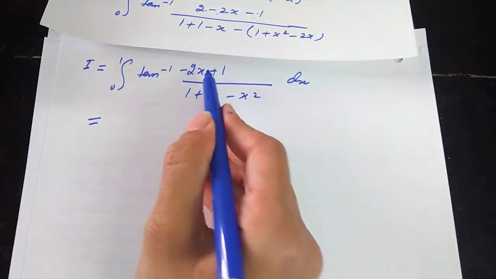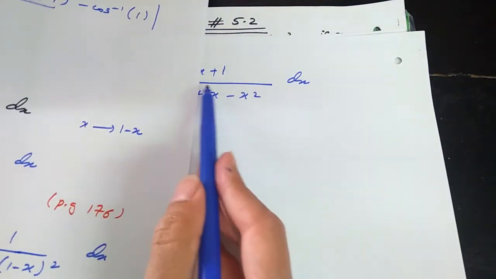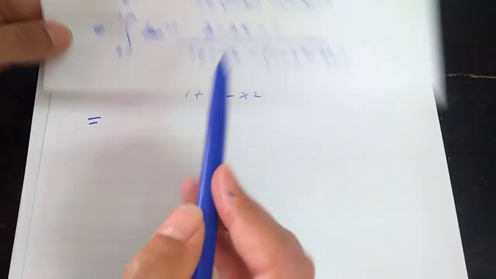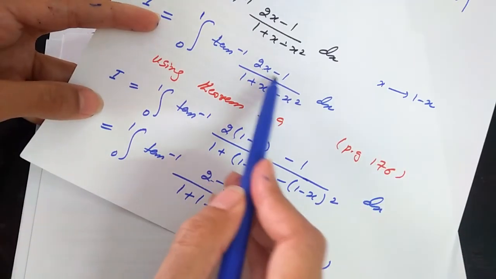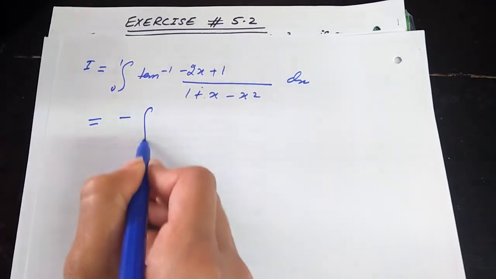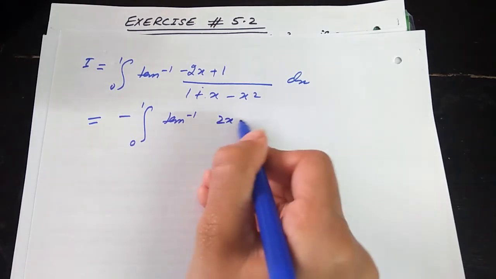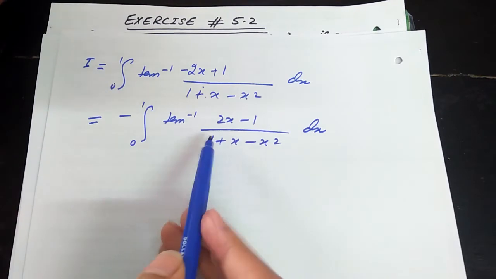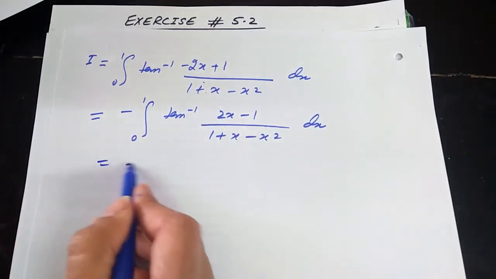Now I can take negative sign common out of here because I see here I can make it the same as the question, make it as it is. The denominator is the same as in the question, but the numerator has the opposite sign to the question. So I am taking the negative sign common out of it. I will be left behind minus 0 to 1 tangent inverse 2x minus 1 over 1 plus x minus x square dx. Now you see this is the same as your question. It is the same thing, so you can replace it with I.